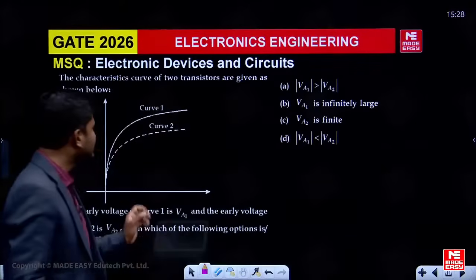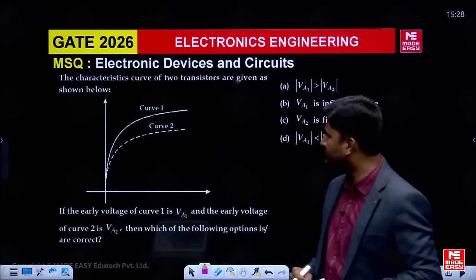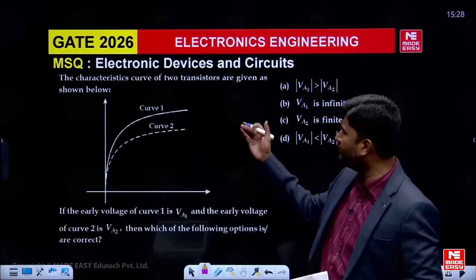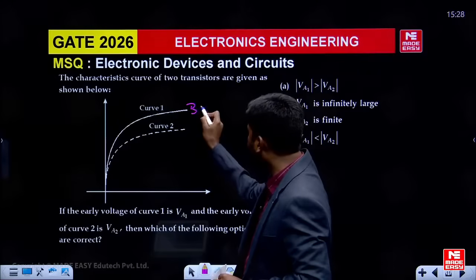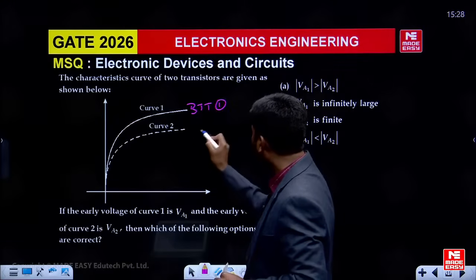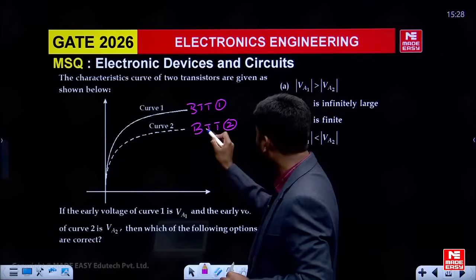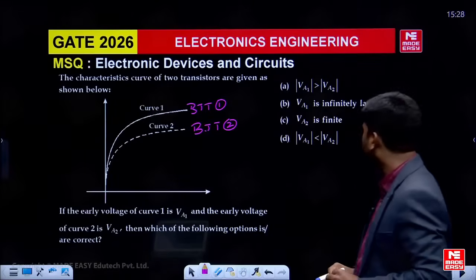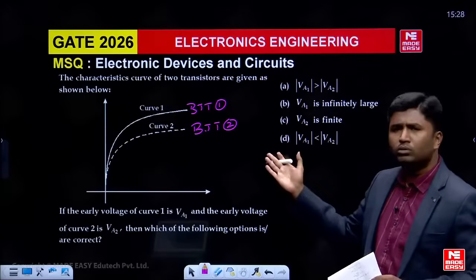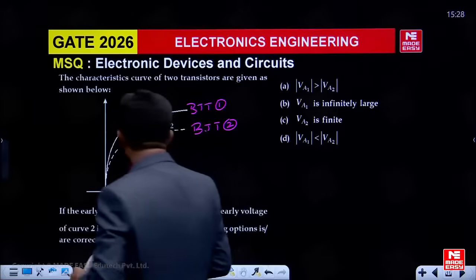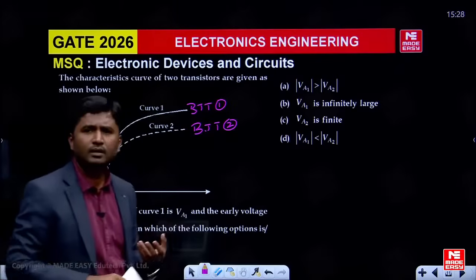The next question is based on the BJT early effect concept. There are two graphs given corresponding to two different BJTs. This curve 1 is corresponding to, let us say, BJT 1, and this is corresponding to BJT 2. Now we have to compare the early voltage of both, and this was given as an MSQ. You know this concept. When we project these graphs backward, we will get one intersect. That intersect will provide us the early voltage.